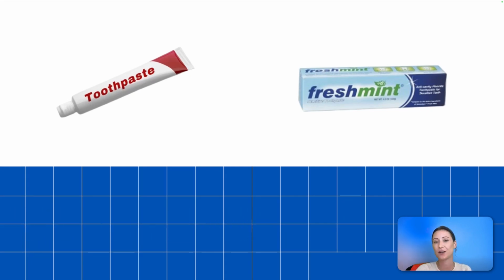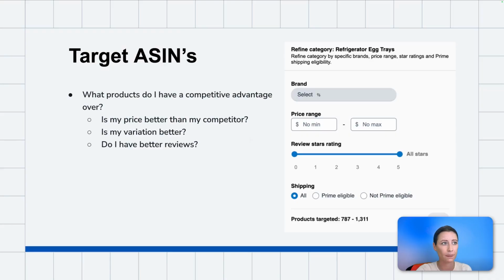Everyone wants to bid on the big ones. That's where you're going to get the most sales. Toothpaste, lotion, mascara, mouthwash. It's going to be incredibly, incredibly competitive. We want to do our keyword research to find all of those search terms that we have a competitive advantage on, and they're less competitive because not as many people are thinking to bid on them.